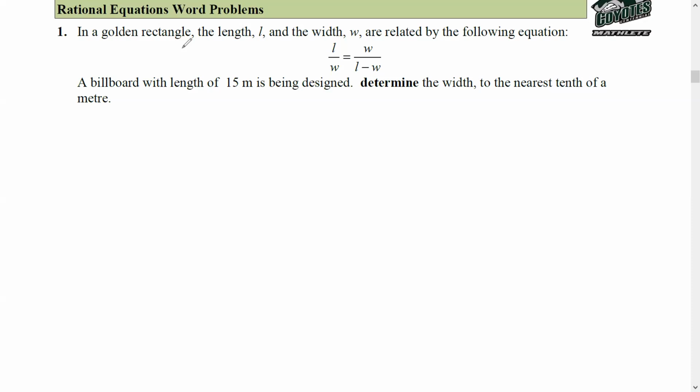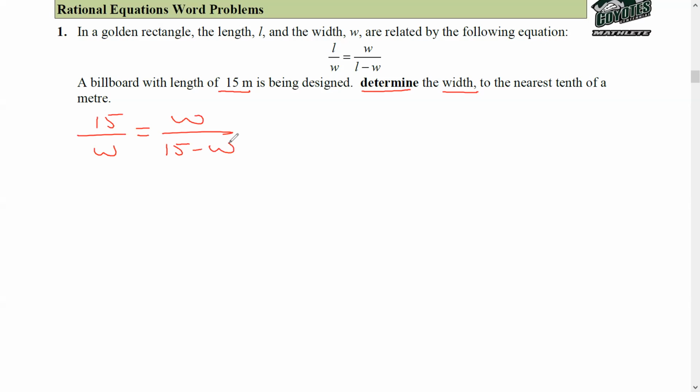So here we go. A billboard is being made using the dimensions of the golden rectangle. Feel free to go and Google up the golden rectangle. It's super cool. It says the billboard's going to have a length of 15 meters, and we need to determine, so that means show me that work again, that's a math directing word, the width. Okay, so I've got a formula here, and it says my length is 15. So I'm going to plop 15 in for the length, and I'm trying to find the width, so W. Okay, I've got an equation here.